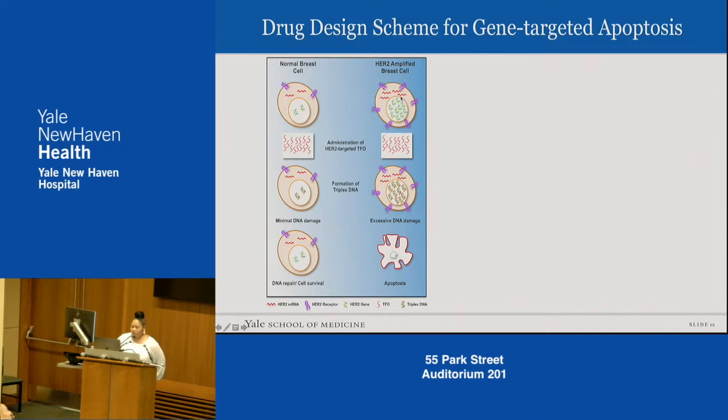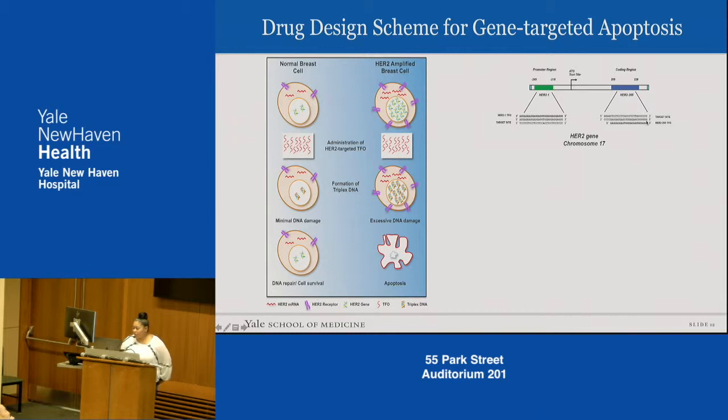However, in the case of the amplified breast cancer that has multiple copies of the HER2 gene, you would have excessive DNA damage, which would lead the cell to activate apoptosis. So this would give you a way to specifically target the amplified cancers, while the normal tissue should have minimal toxicity. To test our hypothesis, we designed 2 TFOs to target the HER2 gene on chromosome 17, one within the promoter region and the other within the coding region at position 205 relative to the start codon.